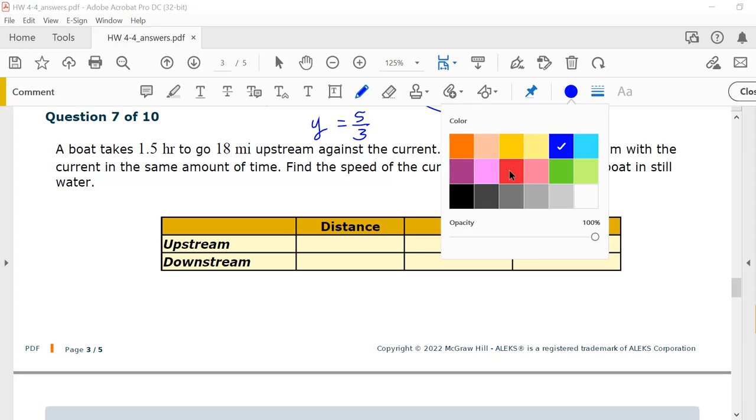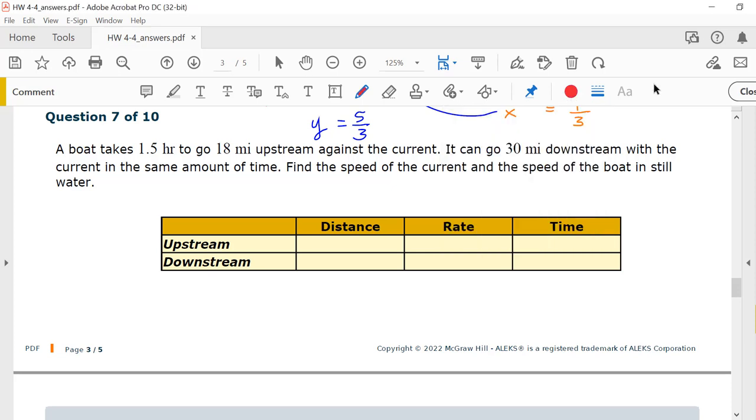Question 7. A boat takes 1.5 hours to go 18 miles upstream against the current. It can go 30 miles downstream with the current in the same amount of time. So these two times will be equal. That's important. Find the speed of the current and the speed of the boat in still water. So let's let X be the speed of the current, and let Y be the speed of the boat in still water.